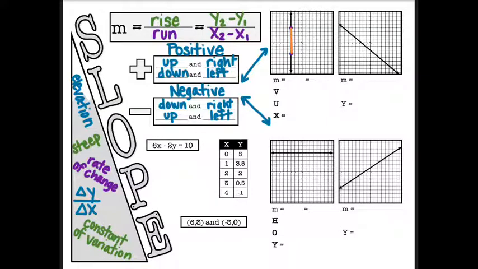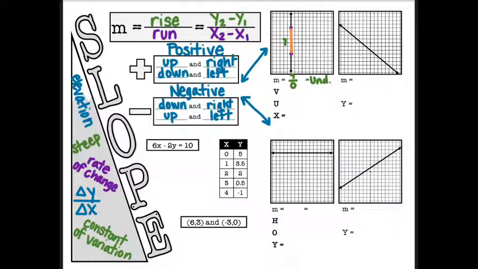So this line goes up 7 spaces, but it doesn't go to the left or to the right. It's only rising, only falling. So for the slope, I would say that it's 7 over 0. It goes up 7, but it doesn't go to the right any spaces. When I try to divide 7 by 0, that gives me an error in my calculator, and we would say that that value is undefined. We cannot divide by 0.